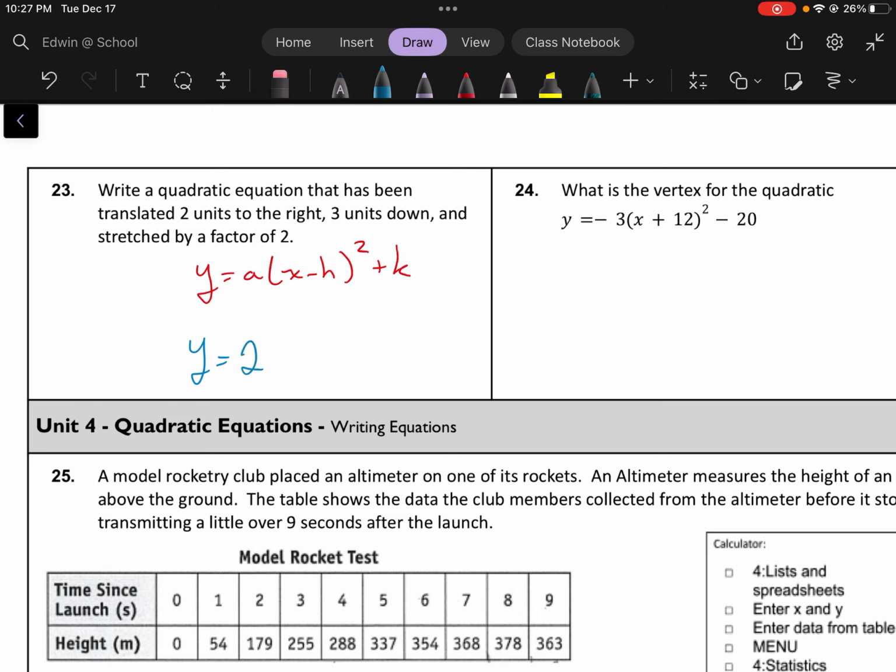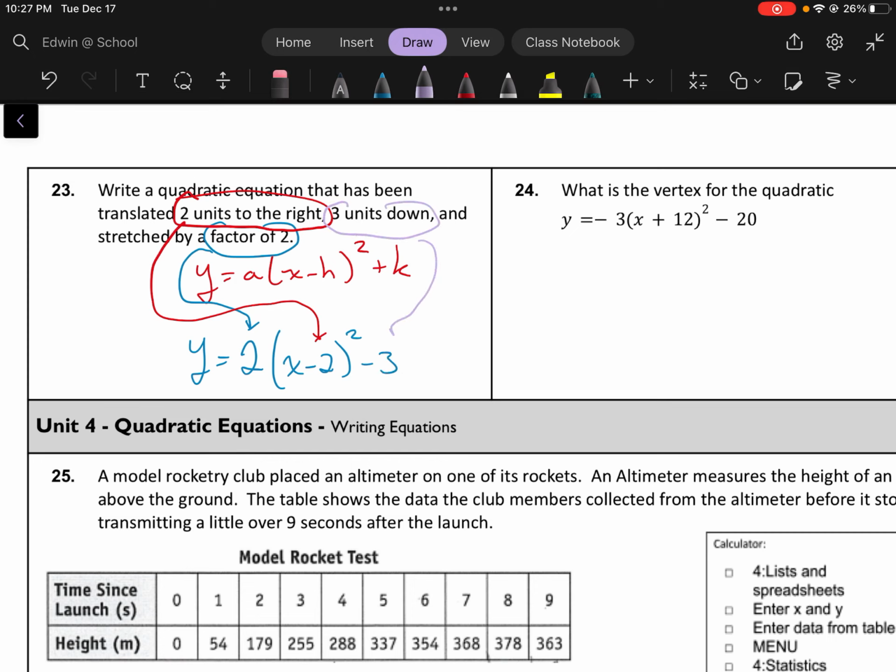So it said, okay, stretched by a factor of 2, which means 2 right there. Then it moves 2 to the right, which is going to be x minus 2. I'm going to do 2 to the right. And then it goes squared, 3 units down, which is going to be -3. This -3 is that one. So this is our answer.